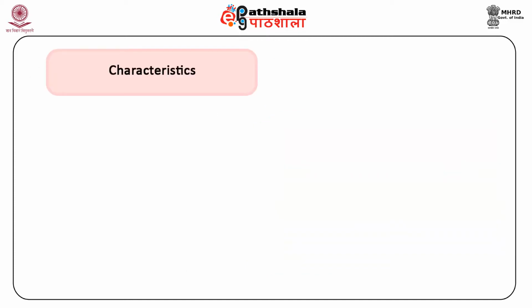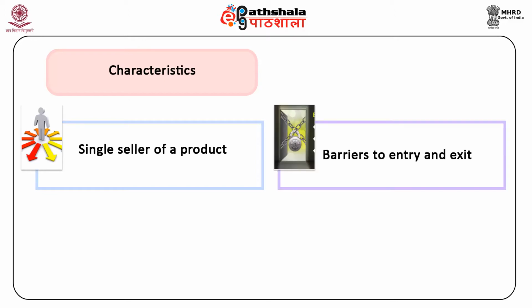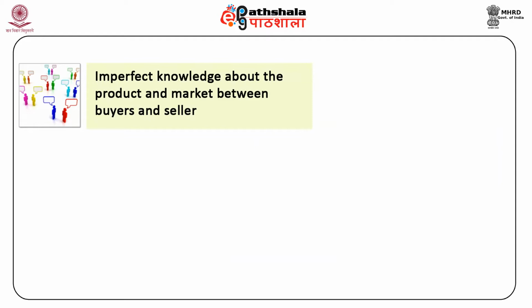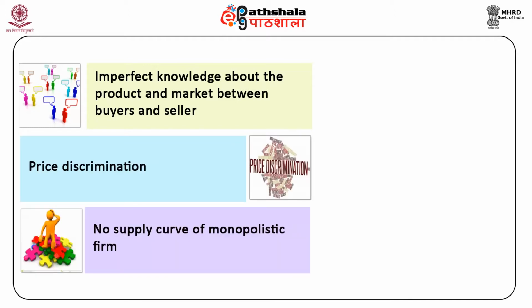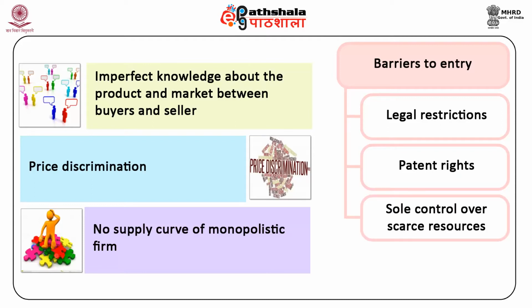Characteristics of monopoly. Single seller of a product. Barriers to entry and exit. No close substitute of the product is available in the market. Imperfect knowledge about the product and market between buyers and seller. Price discrimination. No supply curve of a monopolistic firm. However, the main source of the emergence of monopoly is barriers to entry like legal restrictions, patent rights, sole control over the scarce resources, efficiency, etc.